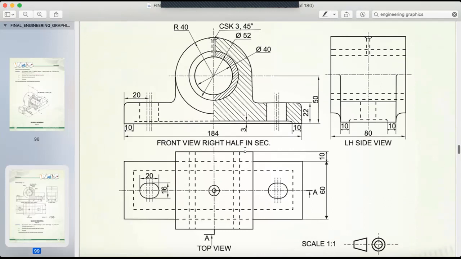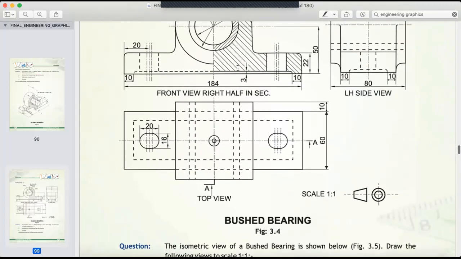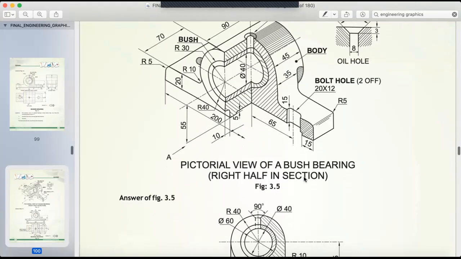See that this is bush bearing. They may ask you what is this. So this is the first angle projection symbol. We don't write that it is in first angle. We just draw this so you understand that this is front view, top view, and side view. So that's why we use that.